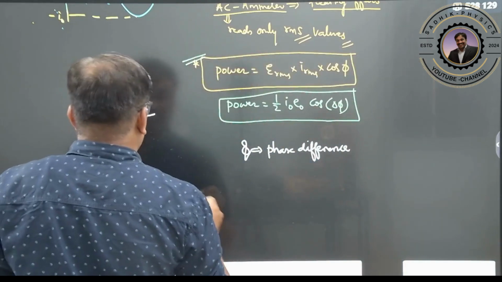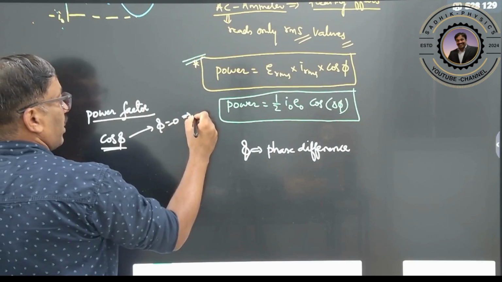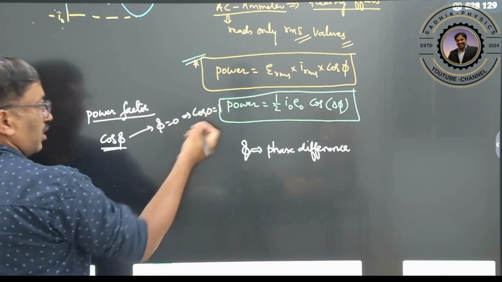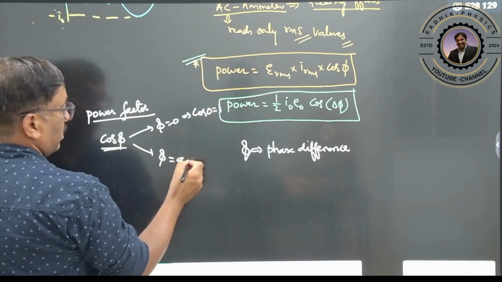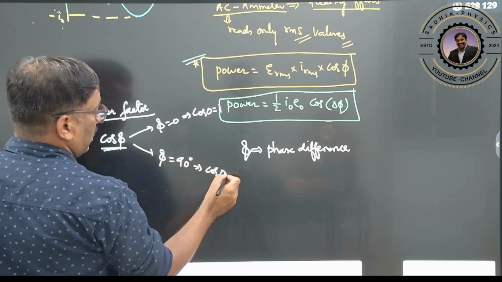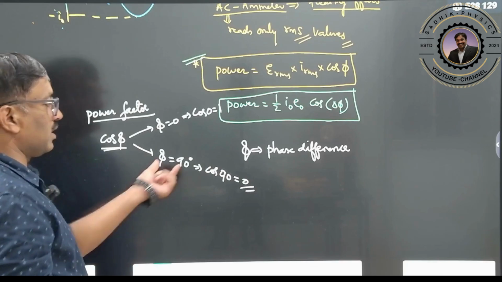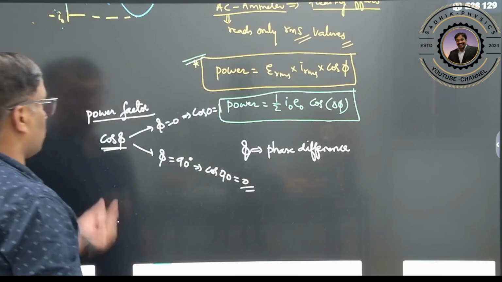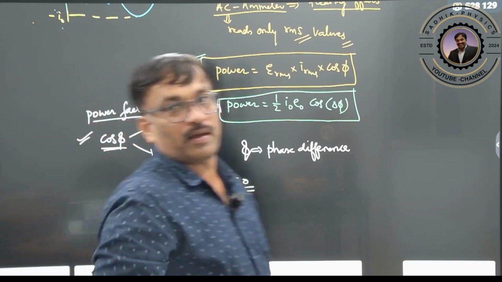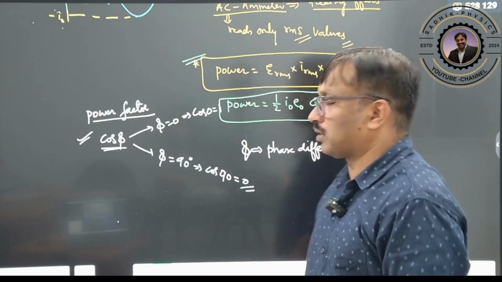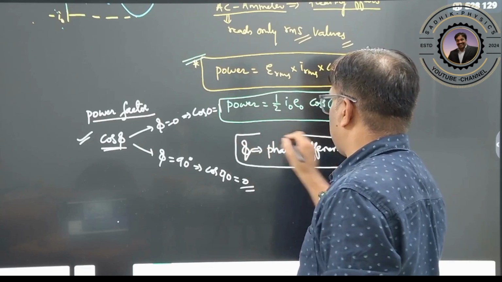If the phase difference is 0, the cos phi value is maximum. The power factor value, cos 0, is 1. Therefore maximum power is dissipated when the phase difference is 0. When the phase difference is 90 degrees, cos 90 is 0. That means the power dissipated will be 0 if the phase difference is 90 degrees. Clear? So this is your power factor, cos phi. So this phi is nothing but the phase difference.